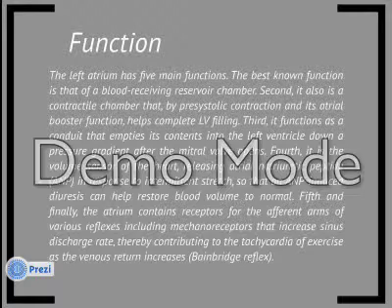Fourth, it is the volume sensor of the heart, releasing atrial natriuretic peptide in response to intermittent stretch so that an ANP-induced diuresis can help restore blood volume to normal. Fifth and finally, the atrium contains receptors for the afferent arms of various reflexes, including mechanoreceptors that increase sinus discharge rate, thereby contributing to the tachycardia of exercise as the venous return increases. This is known as the Bainbridge reflex.